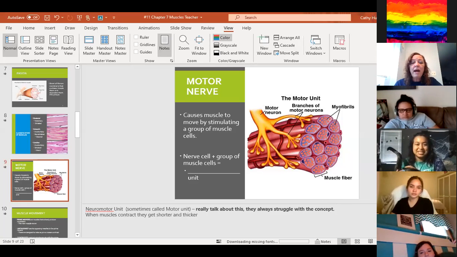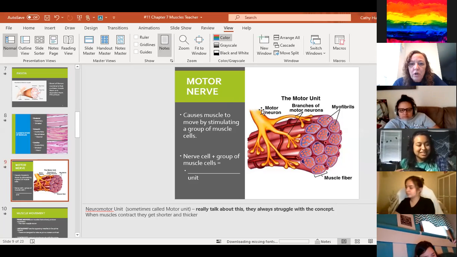All right, so let's go back to our motor nerves, because my nerves are firing on all cylinders right now. So this nerve motor unit is just simply talking about where the nerve joins the muscle to perform an action.